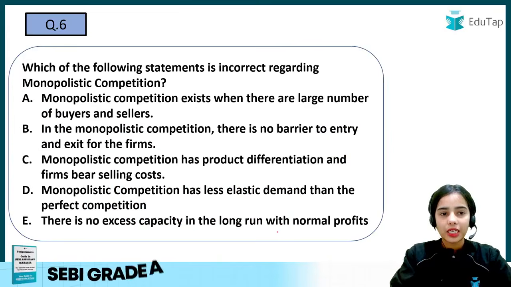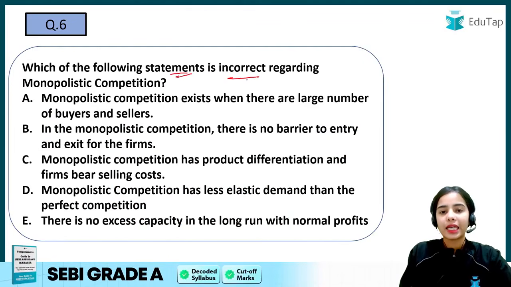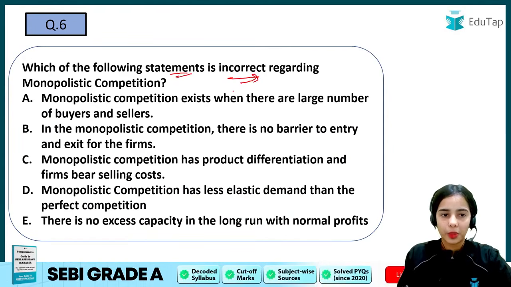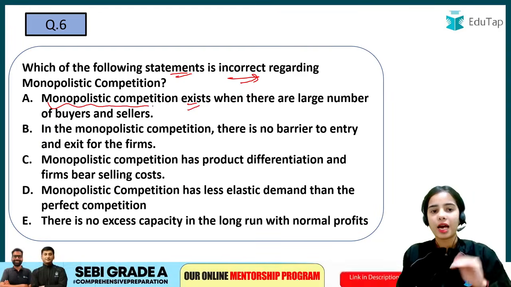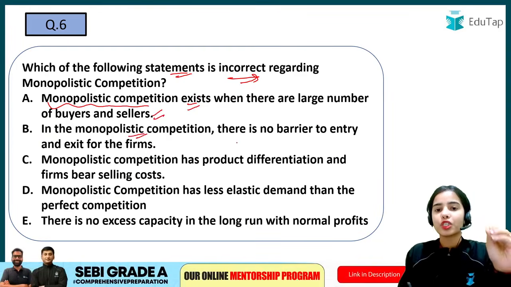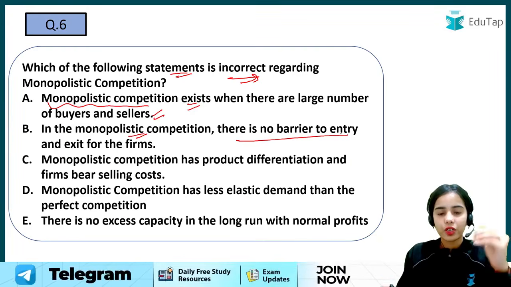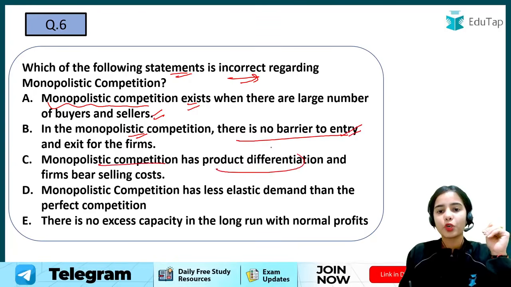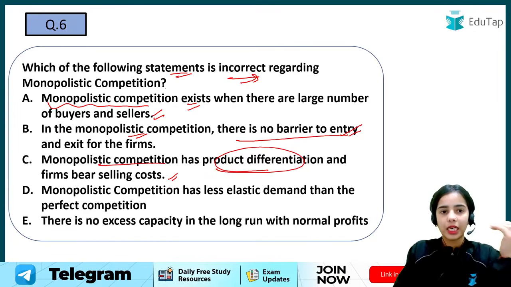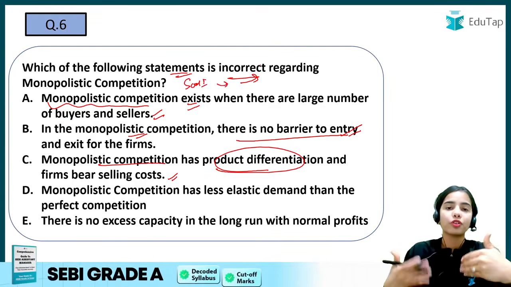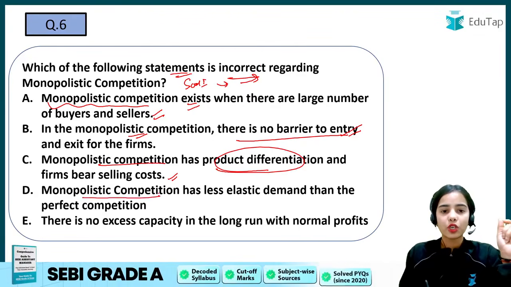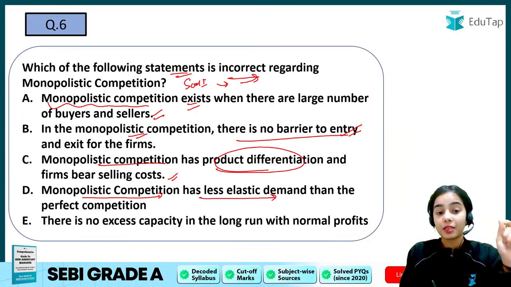Now, coming to the next question, which of the following statements is incorrect regarding monopolistic competition? Monopolistic competition exists when there are a large number of buyers and sellers. Absolutely correct. In monopolistic competition, there is no barrier to entry and exit of the firms. Correct. Monopolistic competition has product differentiation and firms bear the selling cost or the advertisement cost. Yes. Like in the soap industry, there are so many different kinds of soaps, so the firms have to do product differentiation and advertisements and such. Monopolistic competition has less elastic demand than perfect competition.